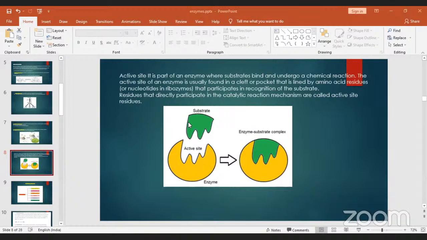This enzyme and substrate together are called the enzyme substrate complex. The active site of an enzyme is usually found in a cleft or pocket, which is lined by amino acid residues. Enzyme substrate complex.